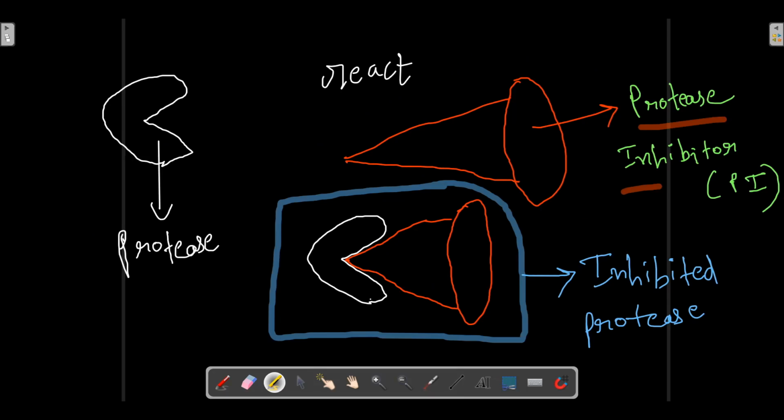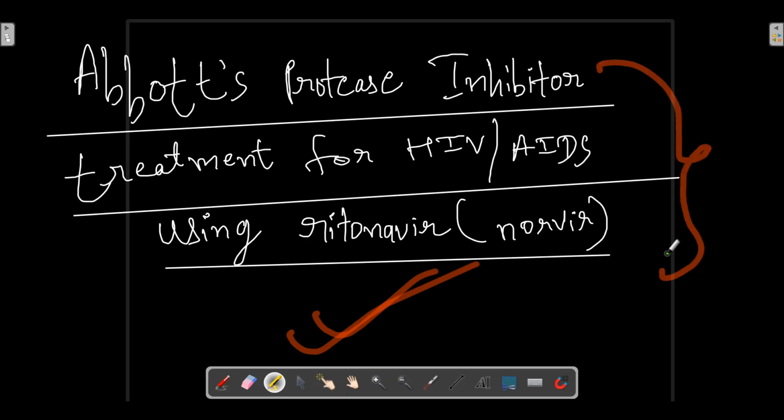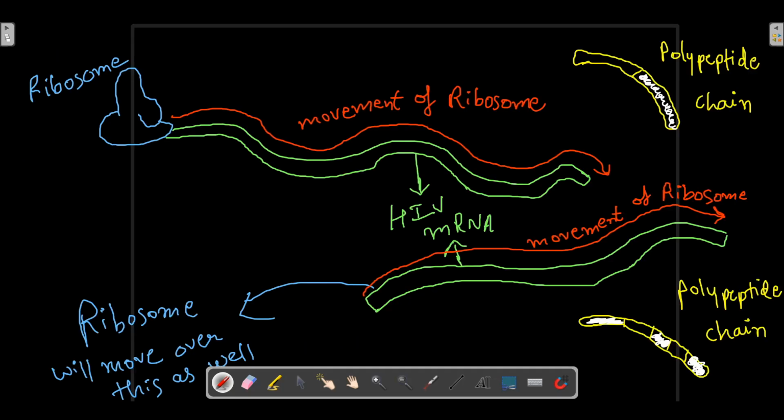So this was all about Abbott's protease inhibitor treatment using ritonavir. This is not a statement, it is a phrase, which has been written in your Clayden book. I just explained the meaning of this particular phrase.